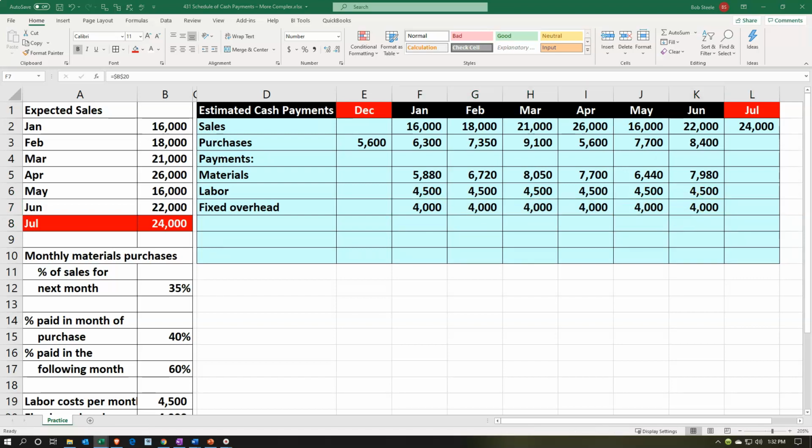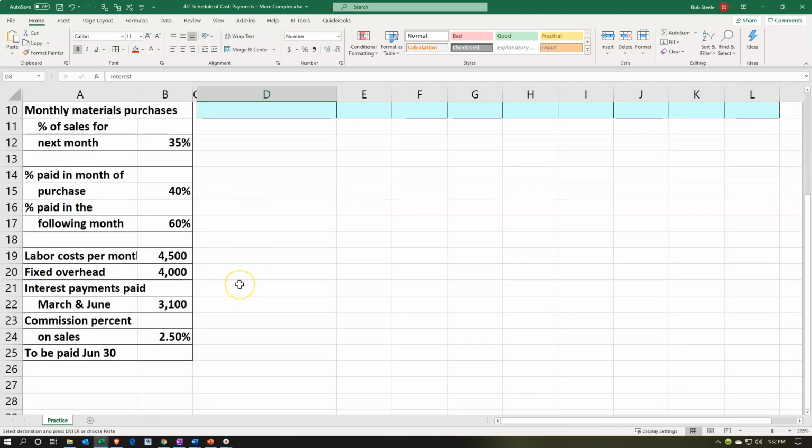Then we have the interest. Now the interest, we can see down here, we said that we got a loan. We're imagining we have a loan on the books because we're paying interest, but the payments only become due in March and June. That's when we make our interest payments. We don't make them every month. We only make them in March and June.